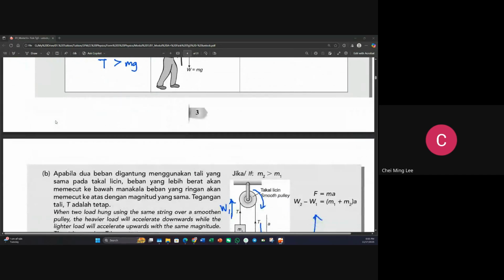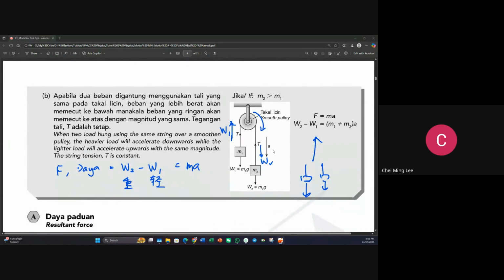All right, now let's continue. Okay, now let's see. When we use two weights, one weight on both sides. When two loads hang using the same string over a smooth pulley, the heavier load will accelerate downward, while the lighter load will accelerate upward with the same magnitude, while the string tension is constant. You see, the tension is exerted from here to here, here to here. So the only different thing is direction, but the magnitude is the same.